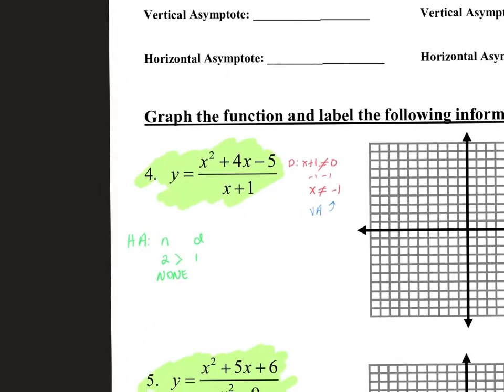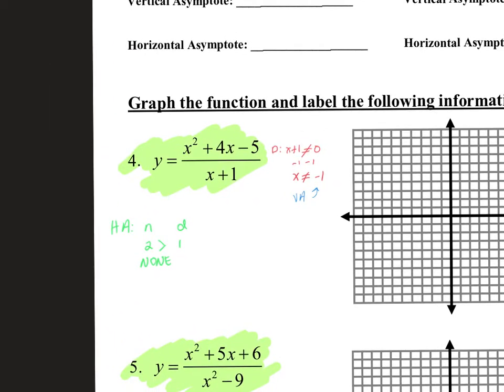All right, X-intercepts. How do we find X-intercepts, or zeros? Numerator equal to 0. So x squared plus 4x minus 5 equals 0. I'm going to factor this. What times what gives me a negative 5 when I multiply and a positive 4 when I add? X plus 5, x minus 1. Okay, so I have intercepts at x equals negative 5 and at x equals 1.